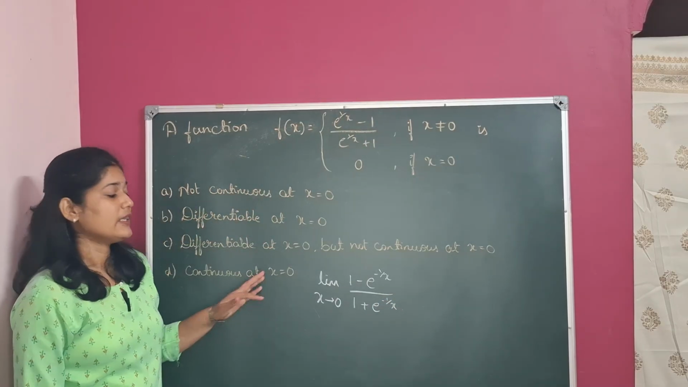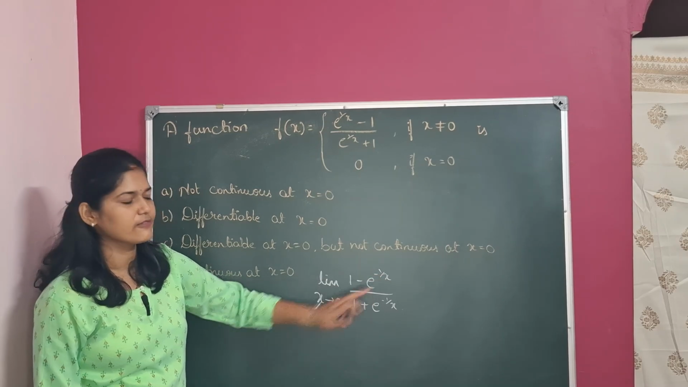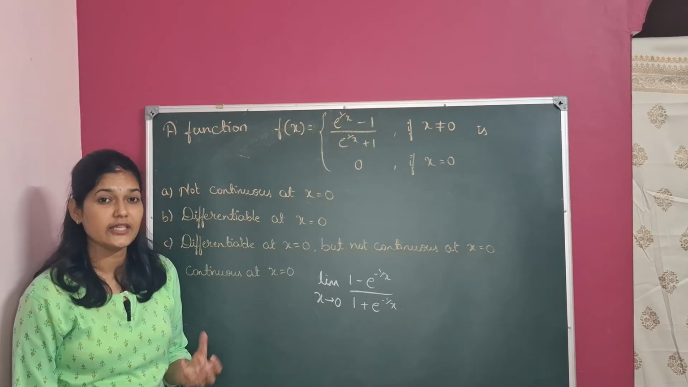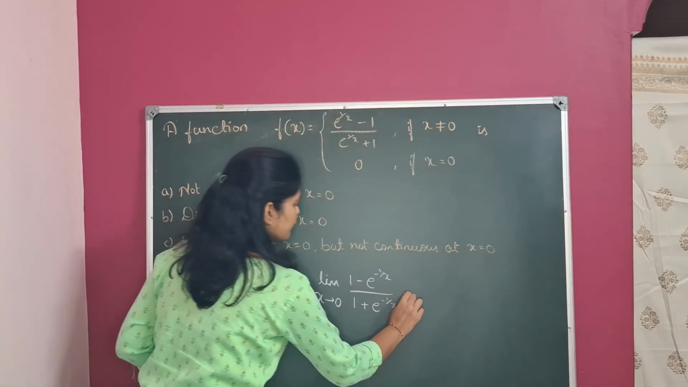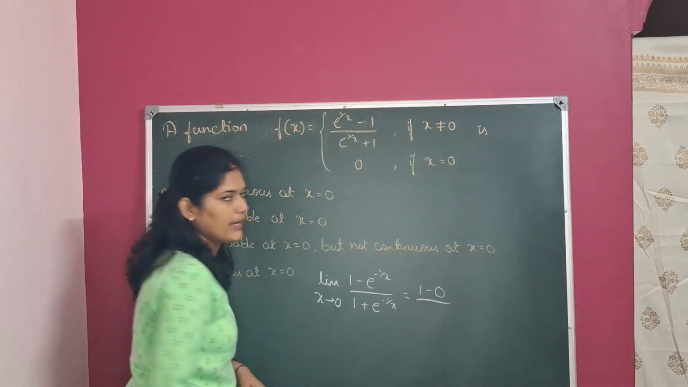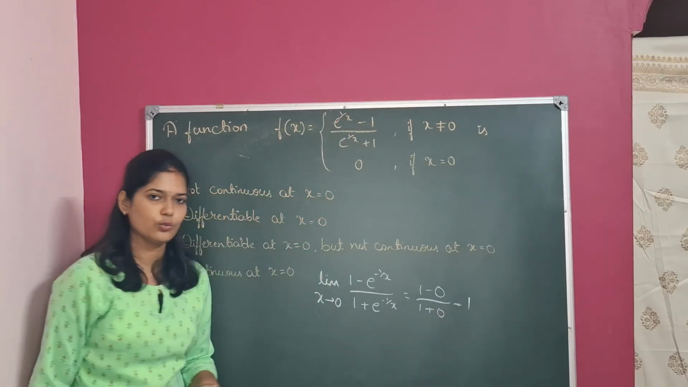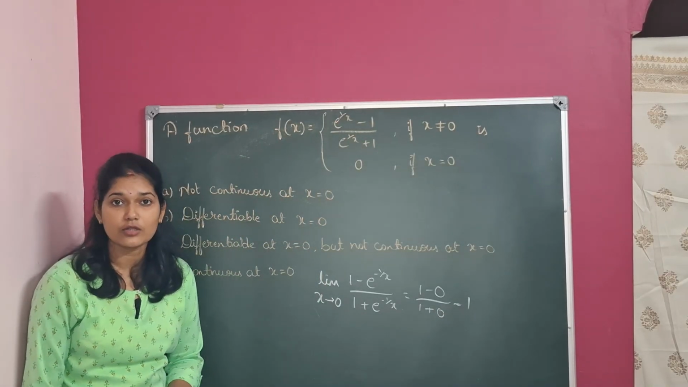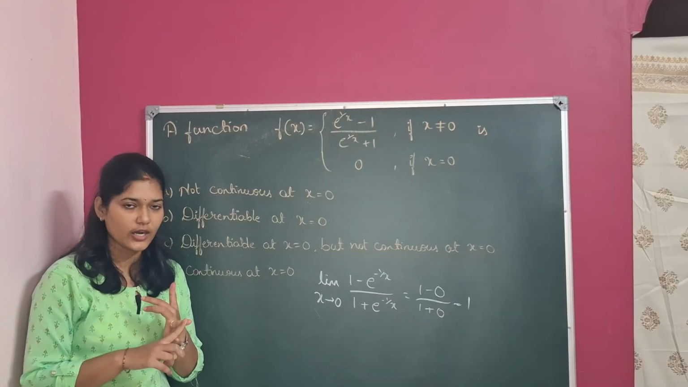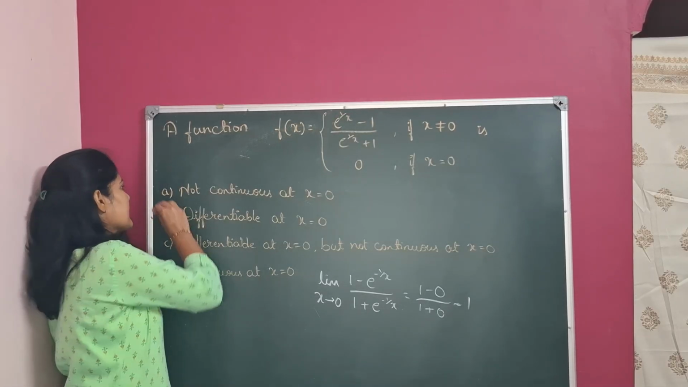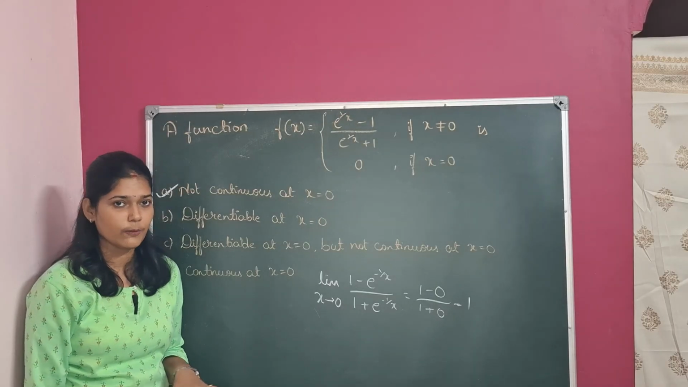Now if we apply the limit, this will be minus 1 by 0, which is minus infinity, and the value of e power minus infinity is 0. Therefore, the limit will be 1 minus 0 divided by 1 plus 0, which is equal to 1, and it is not equal to 0. Therefore, the limit value is not equal to the function value at x equal to 0. That means the function is not continuous at x equal to 0.